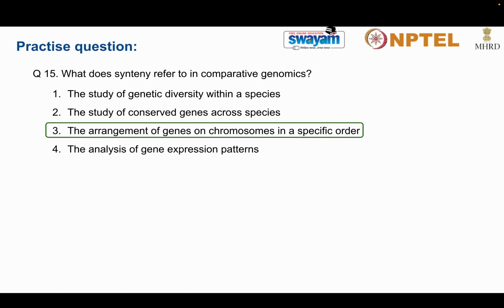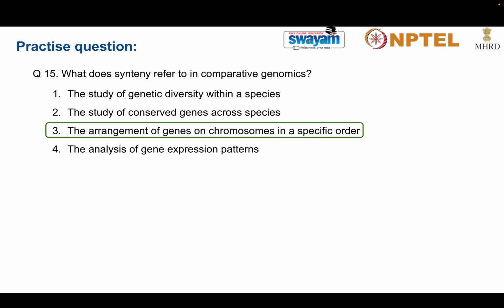For example, there are three genes, gene 1, 2, and 3, which are present in chromosome 11 in mouse. Similarly, those 1, 2, 3 are present in chromosome 10 in human, but they are present together in the same chromosome. So they will be the syntenic genes, which means they are present in the same chromosome in mouse and in human also. So that means synteny is maintained.